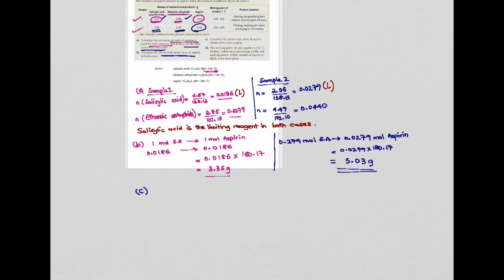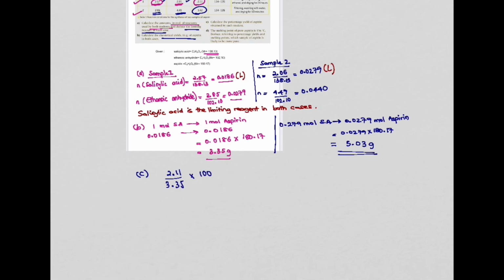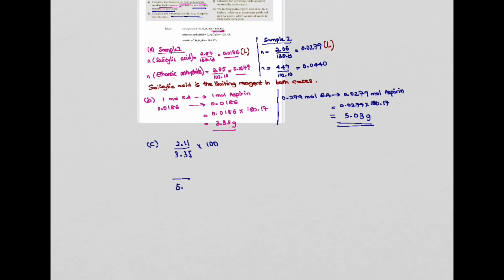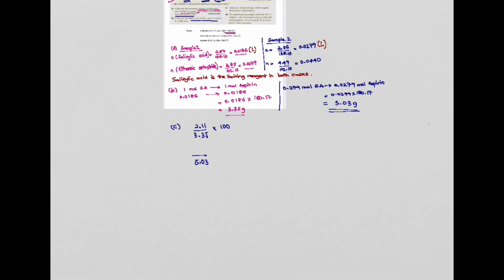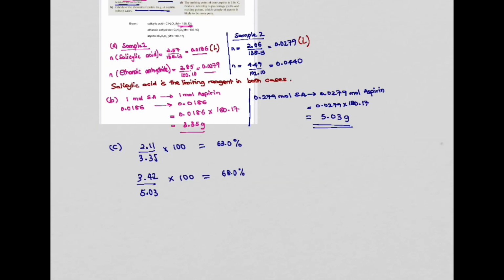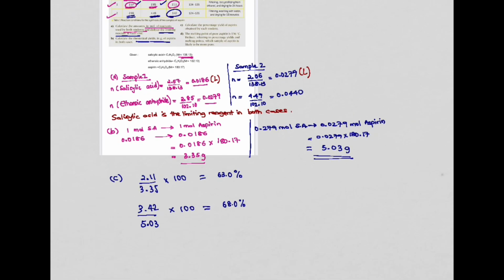For case 1, I was expecting 3.35 gram, but I only got 2.11 gram. So this is going to be the percentage yield. And for the second sample, I was expecting 5.03 gram, but I only got 3.42 gram. So this is going to be the percentage yield. In the first case, the percentage yield is 63%, and in the second case it's 68%.